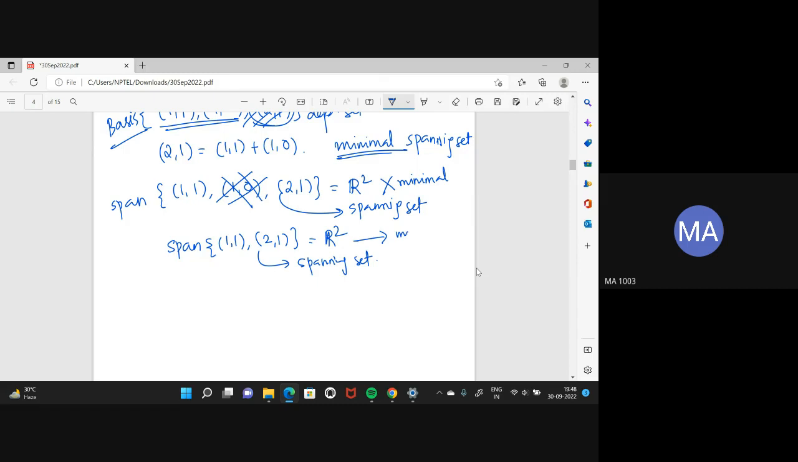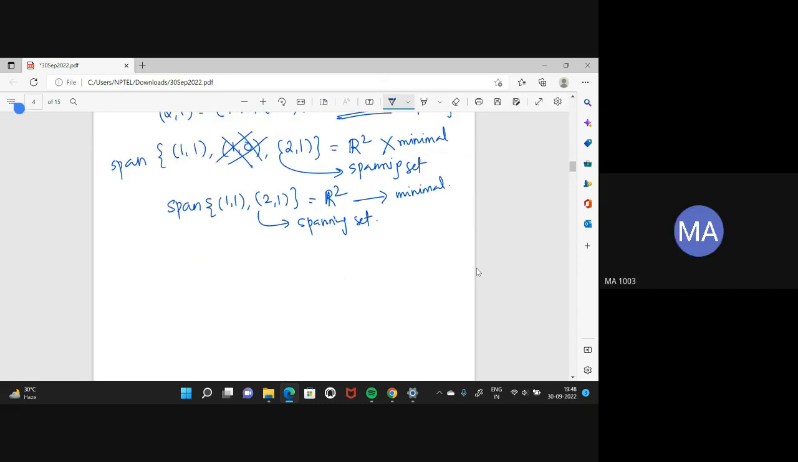But is this a minimal spanning set? Yes, ma'am. If I remove one of the elements from this set, will it remain a spanning set for R2? No, ma'am. The span of this is not R2. The span of (2, 1) is also not R2. So if I remove one of the elements, it is no longer a spanning set. So this is a minimal spanning set.